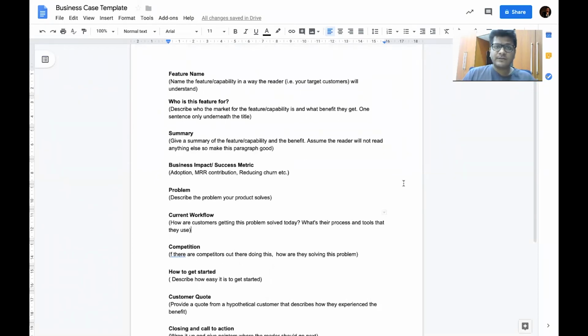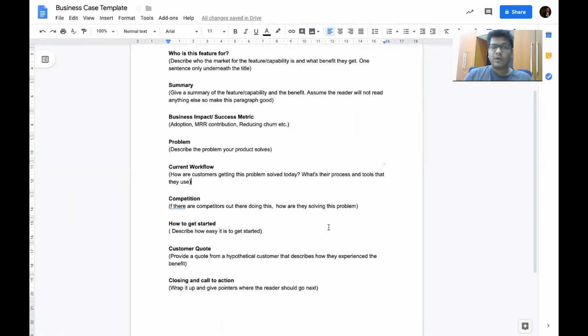So if you're building a new feature, it's important to understand who this feature is for, what the summary is, so what is the capability of the feature, and what is the benefit that it's providing. And we need to make sure that if the reader did not read anything else, just read this paragraph, they should know what is going on. It's important to know what the business metrics or the impact are that you're trying to create. MRR contribution, are you trying to reduce churn? Or if you're building new products, what are the key activities that you want the users to do? You can actually have that as your success metric or business impact that you want to create.